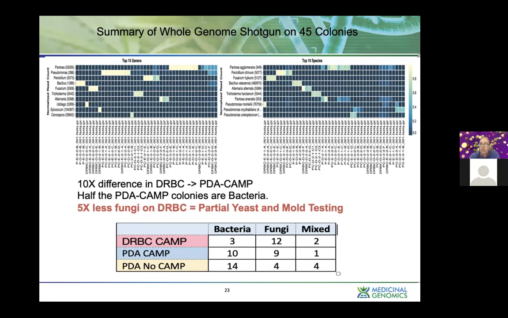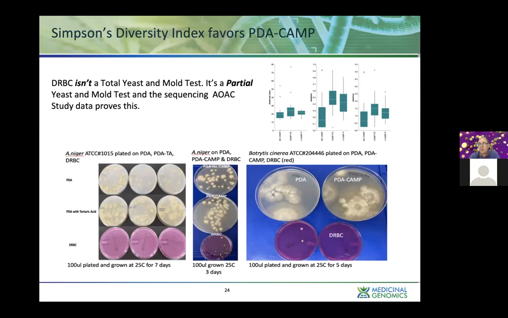So this is not a total yeast and mold test by any means. This is a partial yeast and mold test that's being adopted probably because it's easier to count colonies by eye. It's a human anthropomorphism, if you will. We don't like counting colonies visually when they blend together, and DRBC does a better job making them more distinct.